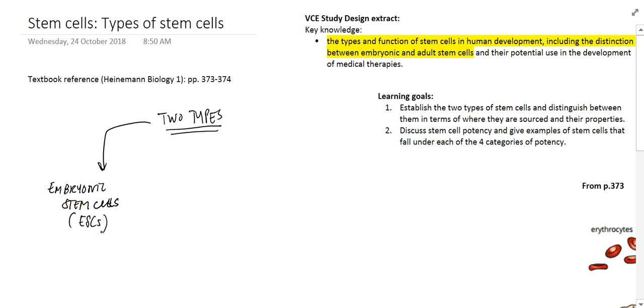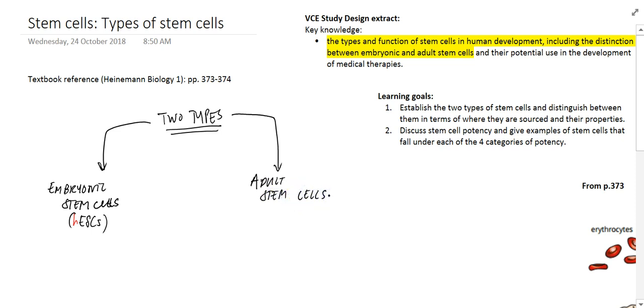And if they come from humans, they're hESCs, so lowercase h, ESCs. Okay, and then we also have adult stem cells.